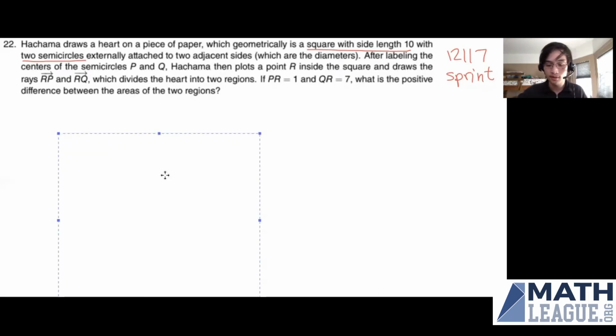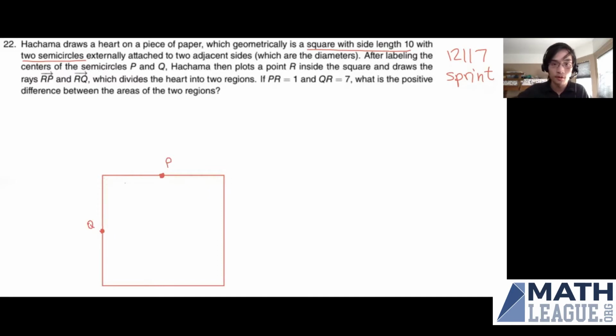The diagram is this before we draw the circles. So firstly, before we draw the circles, since the centers of the semicircles divide the diameter into two equal parts, the diameters are the side lengths. So P is the midpoint of its side and Q is the midpoint of its side. And the square has side length 10, so these lengths here are 5.